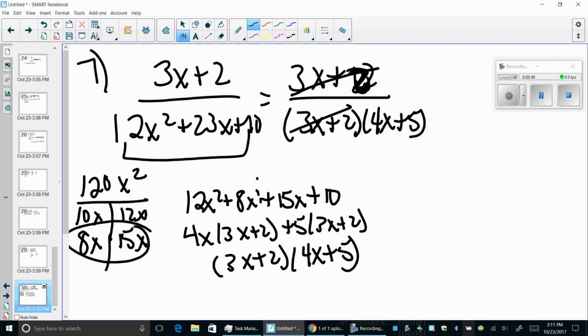So the 3x plus 2's can cancel. I'm going to put a 1 to hold the place. So the top is a 1, the bottom is 4x plus 5. So my answer is B. Okay, we'll stop this video and I'll pick up on number 8.